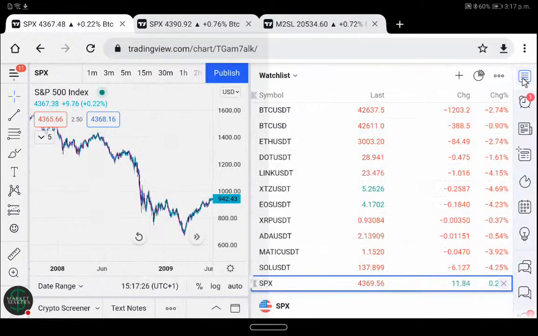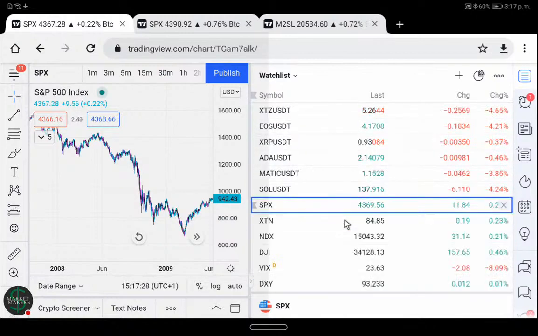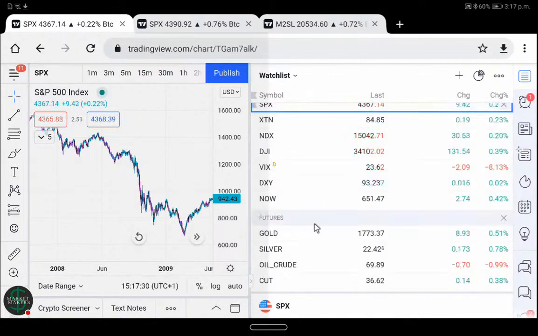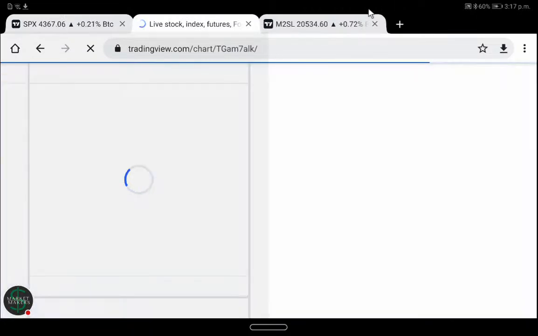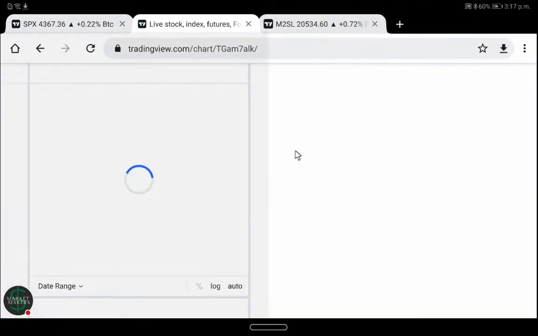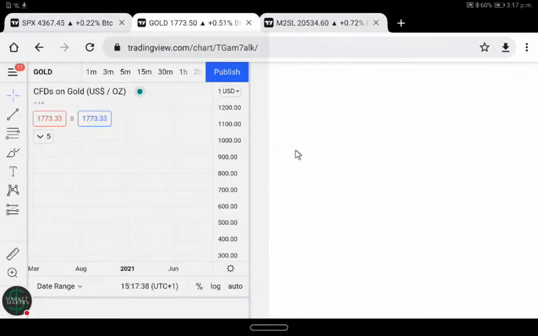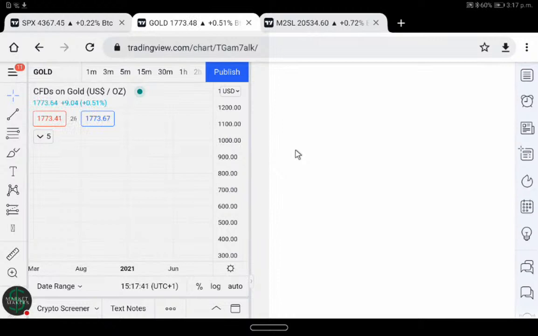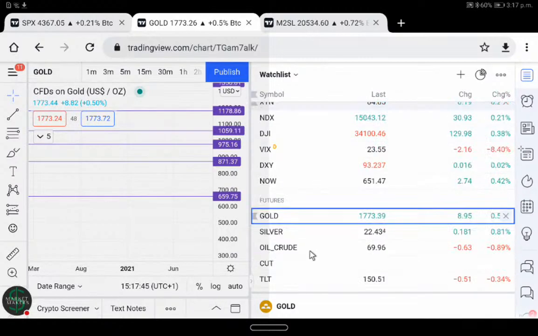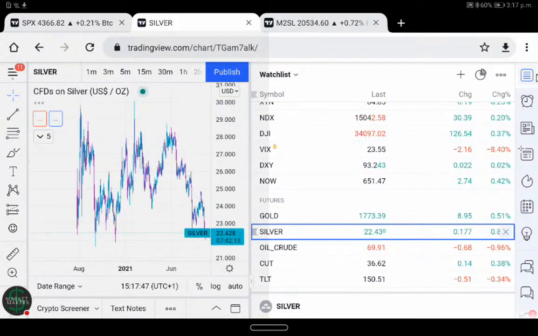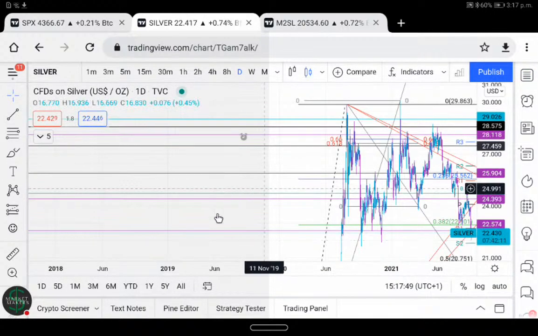So if we go into, let's say, the silver and show you the same time period. So if we go in here, okay, we go into silver.